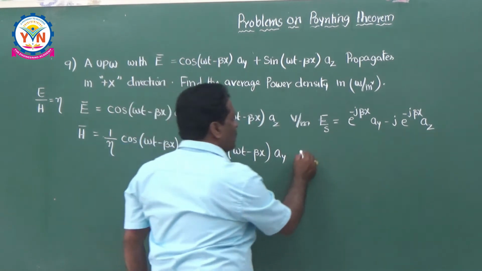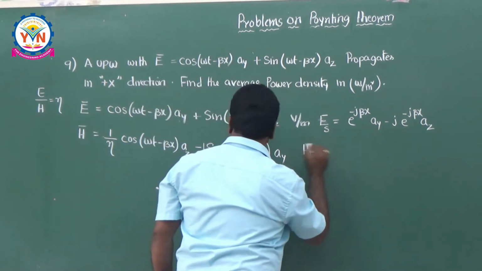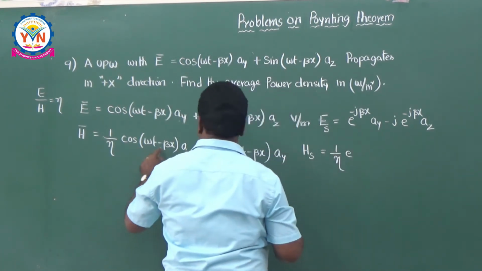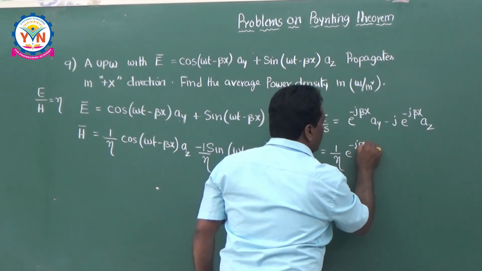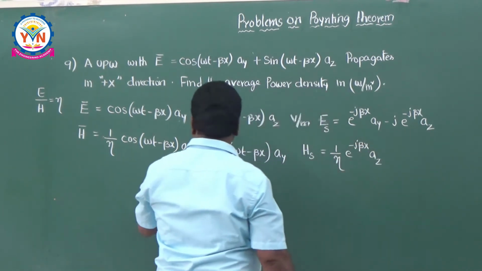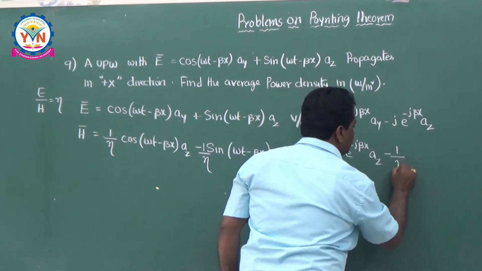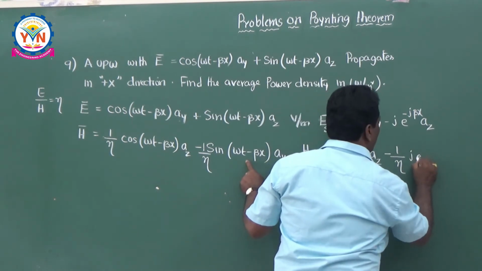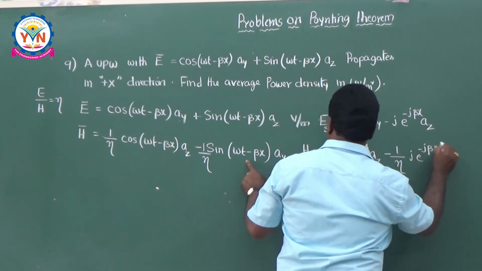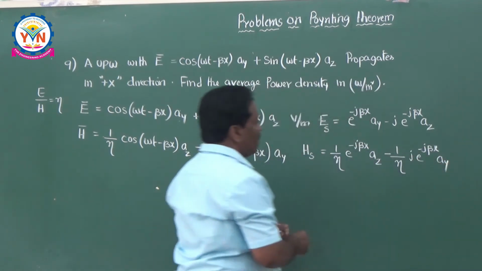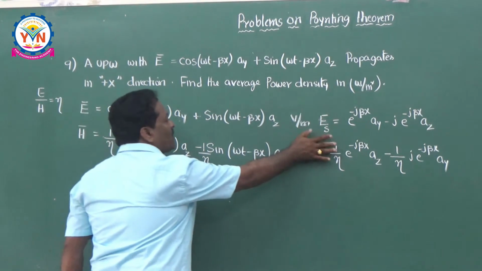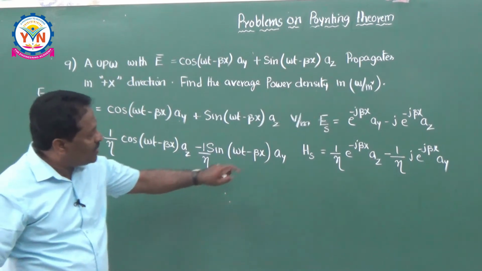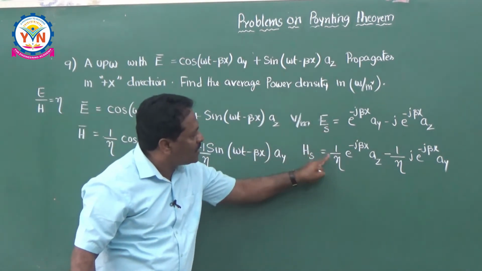Similarly, your Hs is also equal to, here you are having a magnitude 1 by eta e to the power of minus j beta x into az, and here it is minus 1 by eta, and you can say it is j into e to the power of minus j beta x, in which direction? Ay direction like this. So the technique is writing this phasor notation from these equations so that you are going to get an answer within no time. So I think you understood what is ES and what is HS here.